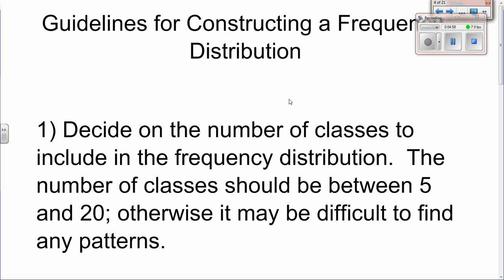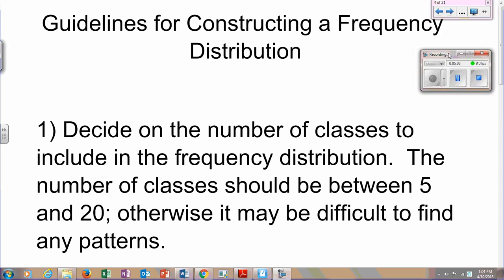That's better. Guidelines for constructing a frequency distribution. First, decide on the number of classes to include in the frequency distribution. Number of classes should be between 5 and 20, otherwise it might be difficult to find any pattern. So if you say, well, I'm only going to do 2 classes, you're not going to be able to see it. And if you are, then we're going to learn different ways that you can handle that data so that it wouldn't be a frequency distribution at all.